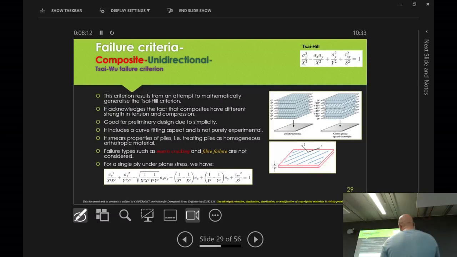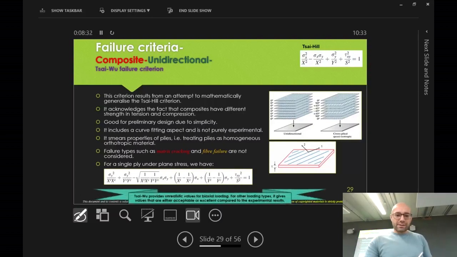It does distinguish between tension and compression, which is a good thing. But the shortcoming with these failure criteria, none of them talks about matrix cracking, does it? None of them says the matrix cracking is taking place. So this shortcoming is, I think, quite a crucial one as well.